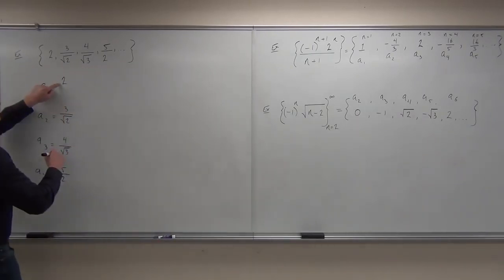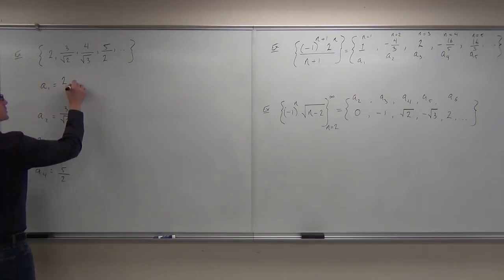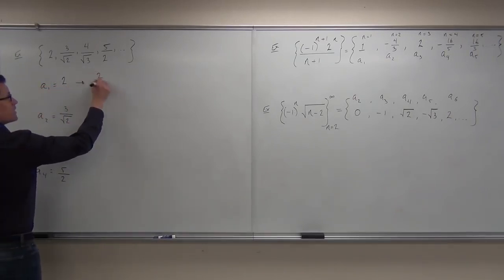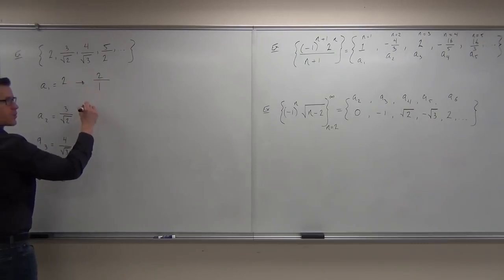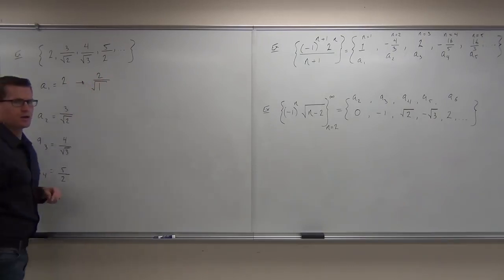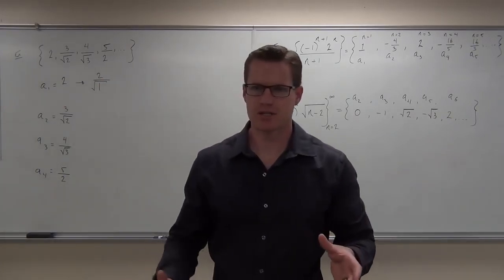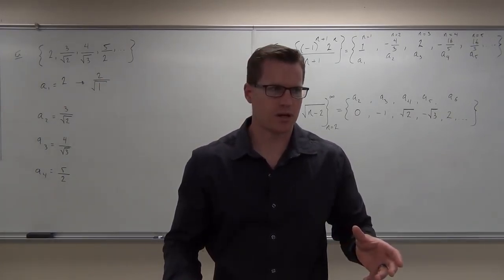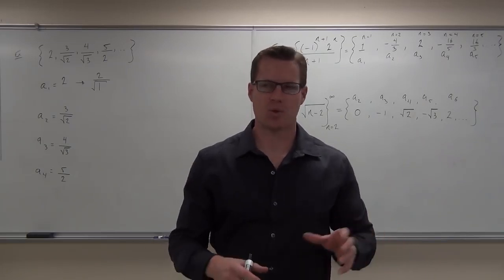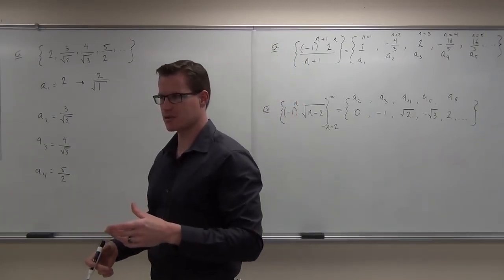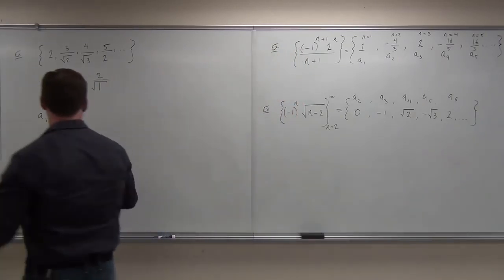So if I say, hey, you know what, wait a minute. Instead of 2, this is 2 over 1. Moreover, I can do 2 over square root of 1. Notice how I changed the look of that term, not the value of it. It's still the same thing, right? 2 over square root of 1 is still 2, but now it more fits my pattern. Does that make sense to you? This is how I did finding a pattern.